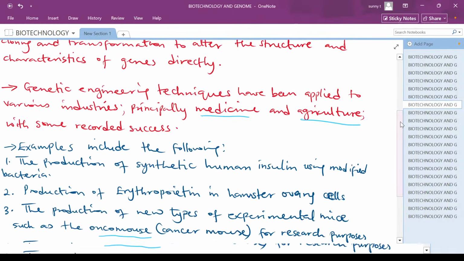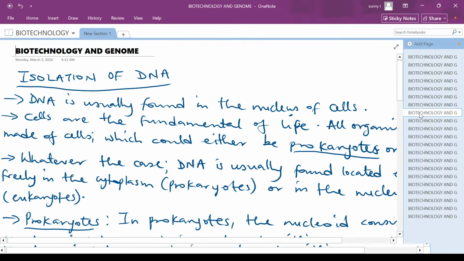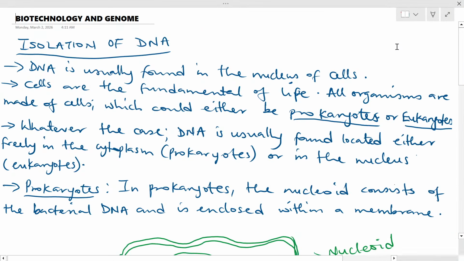So we move on very fast. We now got to the isolation of DNA. Like I said, DNA is key. If you want to begin modification, create new things, manipulate and do some genetic engineering, you will basically need to bring out the DNA to play with it. And to be able to do that is what we mean by isolating the DNA. So what is DNA isolation?